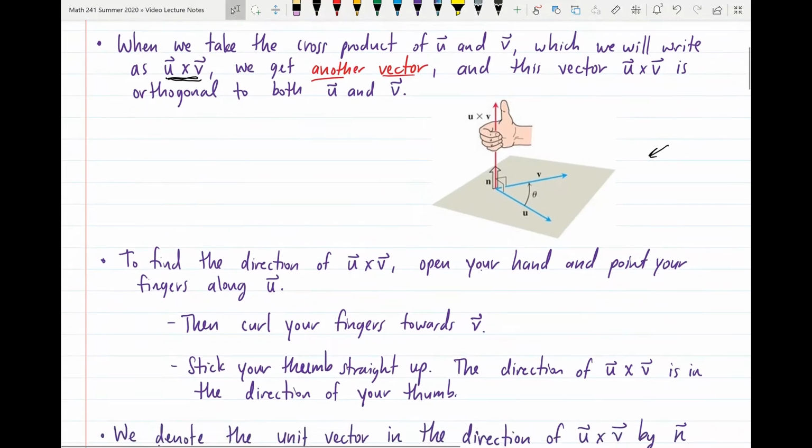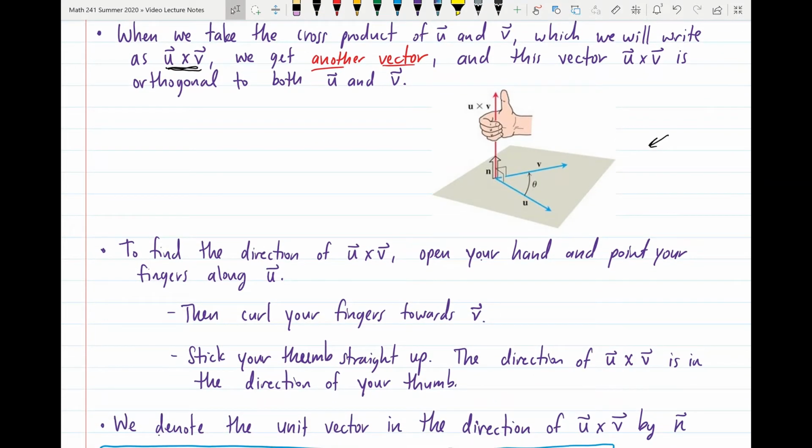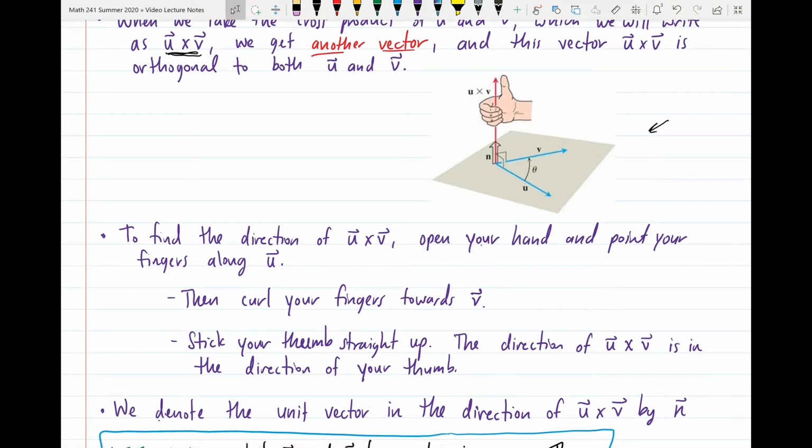So to find the direction of the cross product of u and v, we're going to use the right hand rule. So open your hand and point your fingers along the vector u in the diagram here. And now I want you to take your fingers and curl them towards the vector v and stick your thumb straight up. Then the direction of u cross v is in the direction of your thumb. So in this case, u cross v is going up.